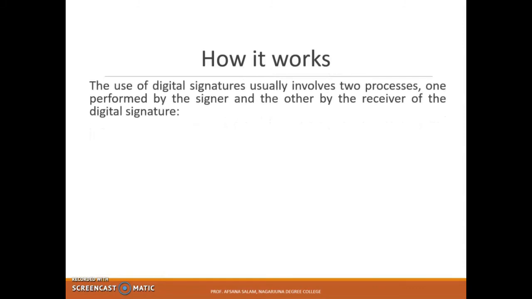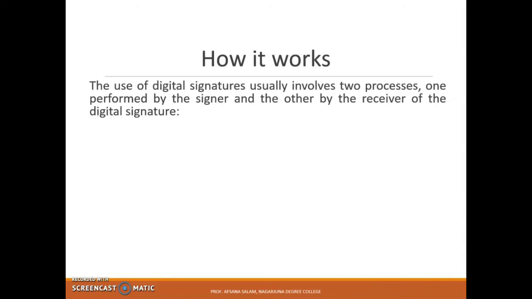So next is how it works. The use of a digital signature usually involves two purposes: one performed by the signer, another by the receiver. The signature creation uses the hash result, which is derived uniquely from both the signed message and a given private key. So for the one who is signing, there must be only a negligible possibility that the same digital signature will be created by the combination of other messages or a key.